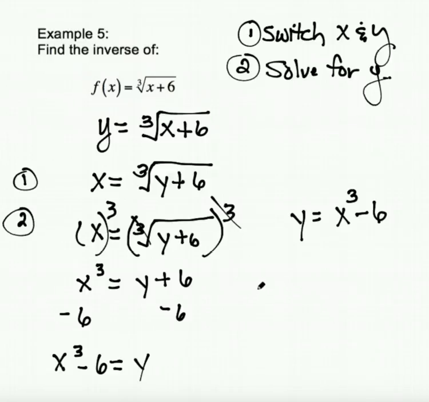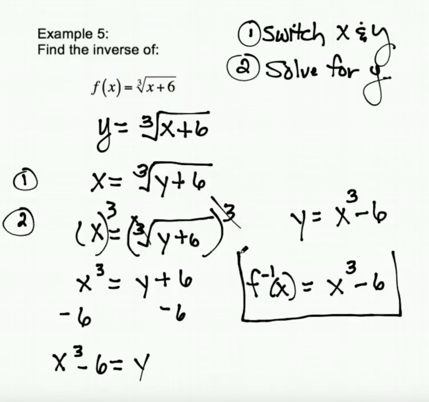So formally, the way I would write this is the inverse, f inverse of x, is equal to x cubed minus 6. That is the inverse of the cube root of x plus 6.